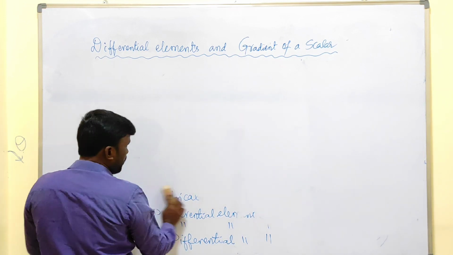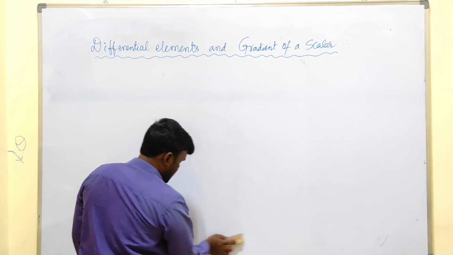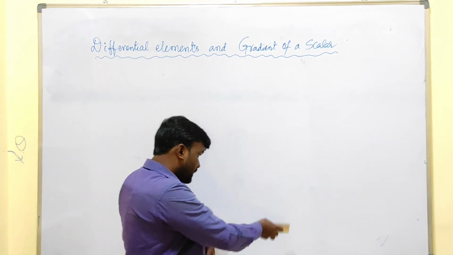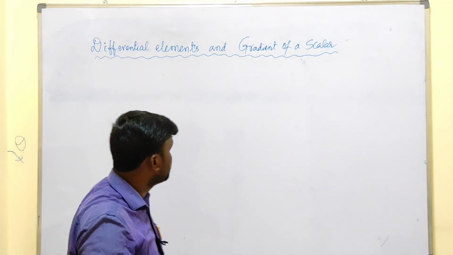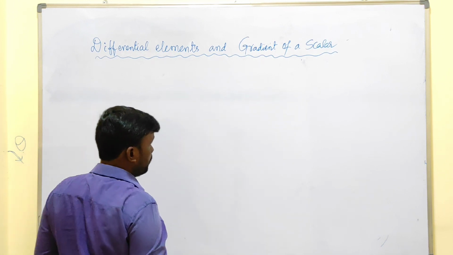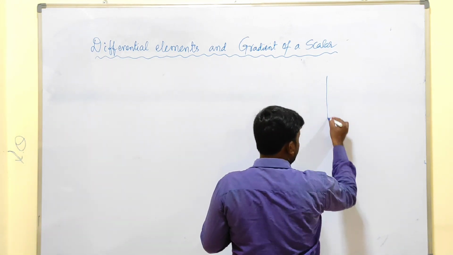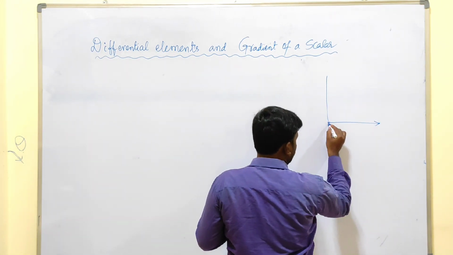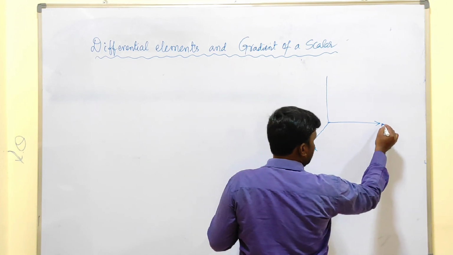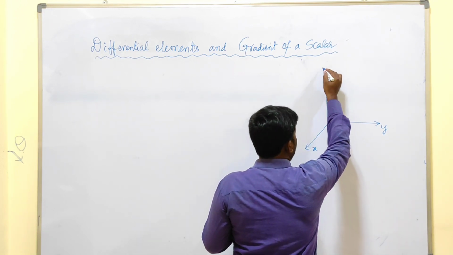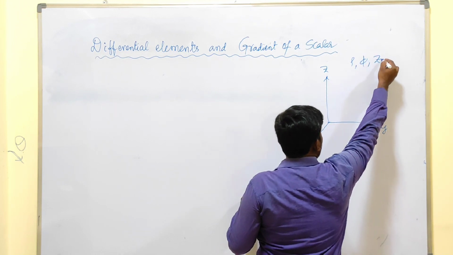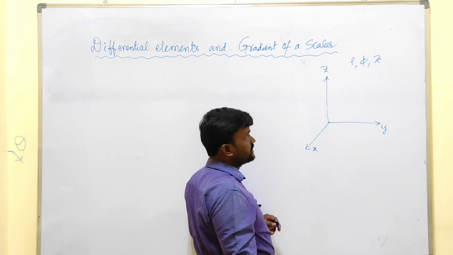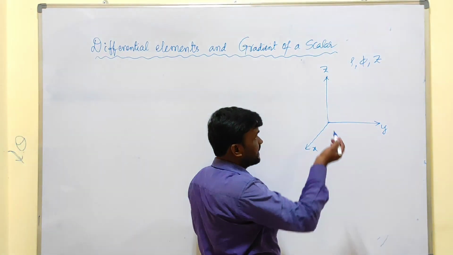What is the cylindrical coordinate system? In the cylindrical coordinate system, the elements are what? Rho, phi, z. So let us take this as your x axis, and it is your y axis and z axis. What are the elements in the cylindrical coordinate system? Rho, phi, z. What about the rho? Rho is the radius of the cylinder. Z is the reference axis.